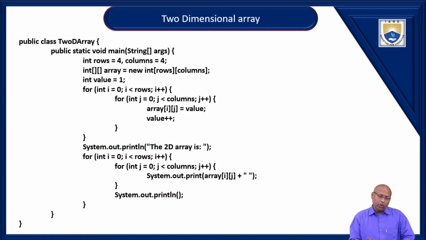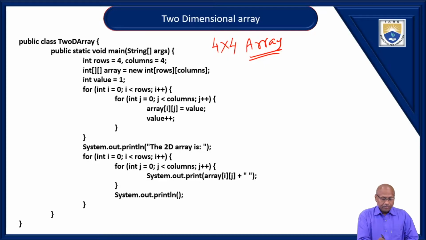Then we will see a small program for how you can store the data and how you can print the data. Assume I want to have a 4x4 array. That means 4 rows, 4 columns. Public class TwoDimensionalArray. 2D array means two-dimensional array.